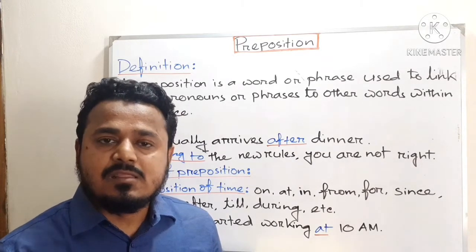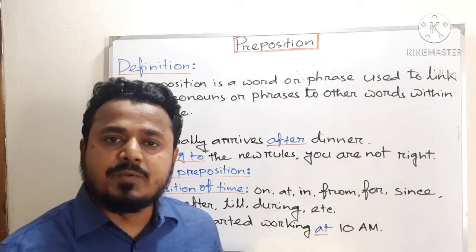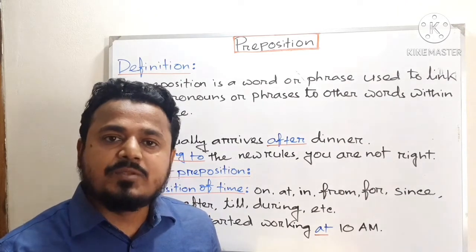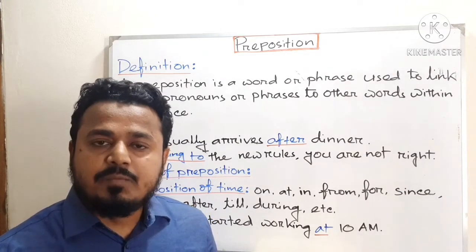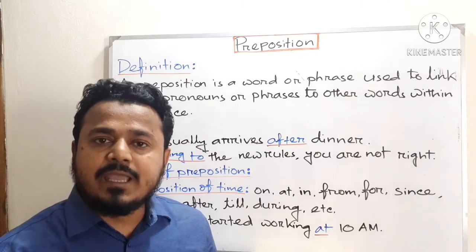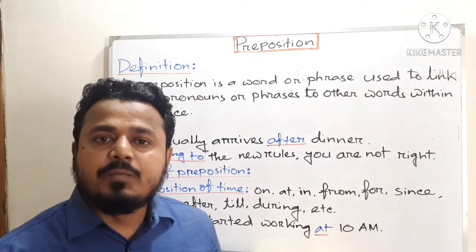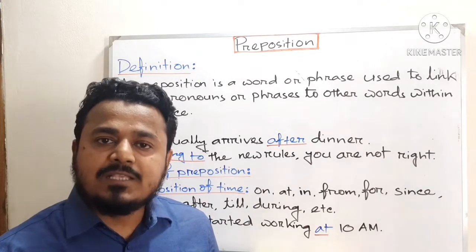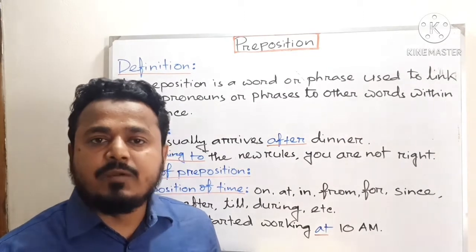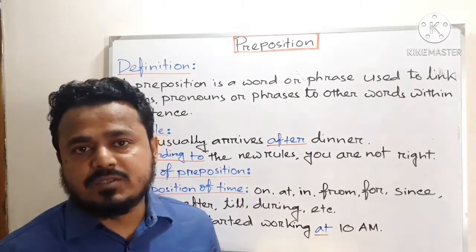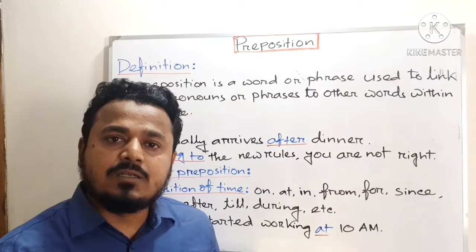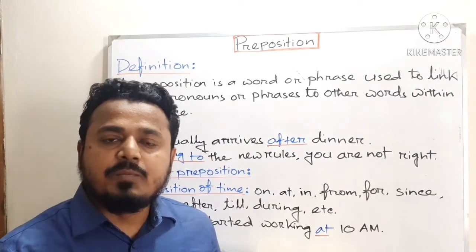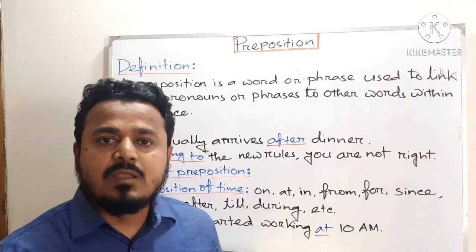Dear learners, there are 4 types of preposition. Number 1, preposition of time. Number 2, preposition of place and direction. Number 3, preposition of agents or things. Number 4, phrasal preposition. Let's start with the number 1, that is preposition of time.